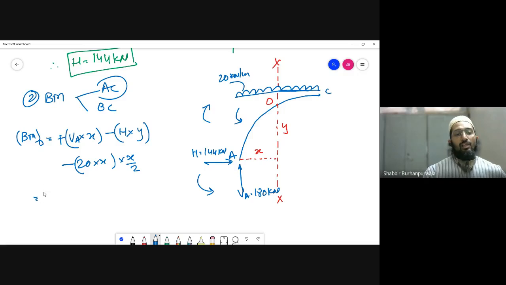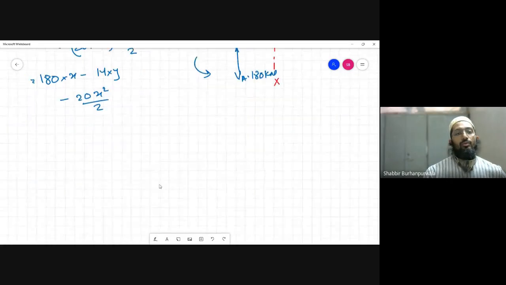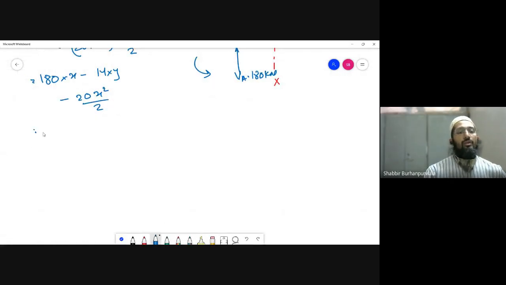So let us substitute values in that. So 180 into x minus h into y minus 20 x square by 2. Okay, so let us simplify the equation. That is equal to 180x minus h into y minus 10x square. Okay, so this is your simplified form of the equation.